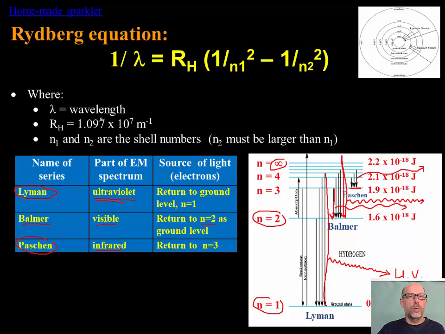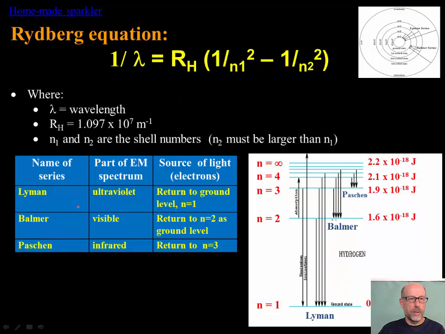And then we worked with the Rydberg equation, where n was the shell number and RH is a value that's always a constant, and lambda is wavelength. And we discussed just a little bit about visible light coming from electrons dropping to the second shell, whereas ultraviolet light comes from electrons dropping all the way down to the first shell. And infrared light comes from electrons dropping down to the third shell.